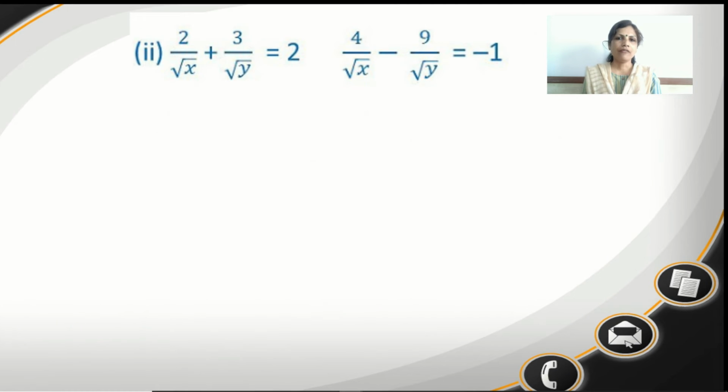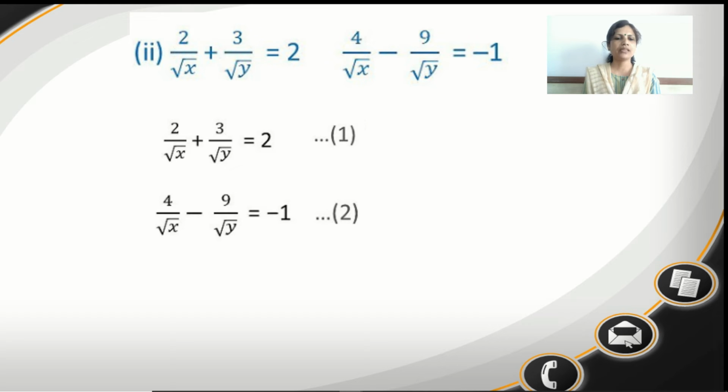This is the second sum from exercise 3.6, and the main question is question number 1. Now look at both the sums, and you have the variable at the denominator, and that too under the square root sign. Got scared? I know, not at all, because we can make it simple always and solve it. So we'll consider 2 upon root x plus 3 upon root y is equal to 2 as equation 1, and 4 upon root x plus 9 upon root y is equal to minus 1 as equation 2.